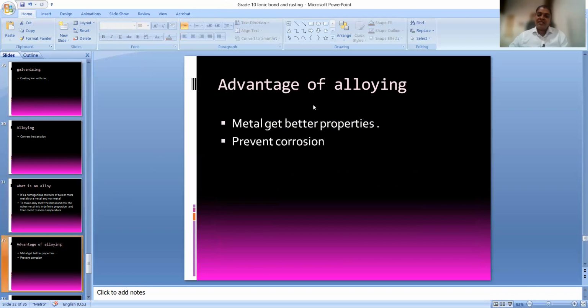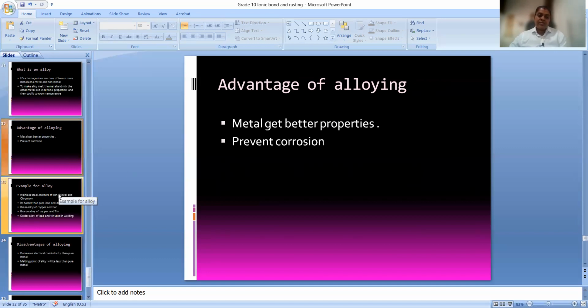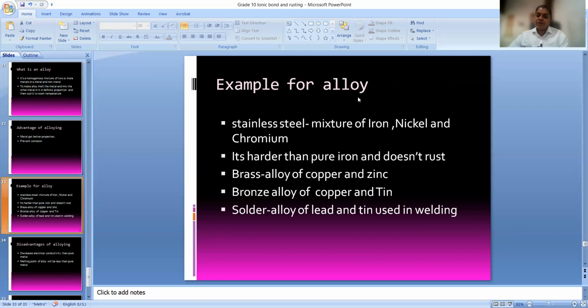Okay. Now, what are the advantages of alloying? Why are we doing this alloying? We can prevent corrosion, already we discussed. And not only that, the metal gets better properties. So that is why we are doing alloying. Okay. So an example of alloying is stainless steel. It's a mixture of iron, nickel, and chromium. And it's harder than pure iron and it does not rust. Okay, that is the important property it is gaining.